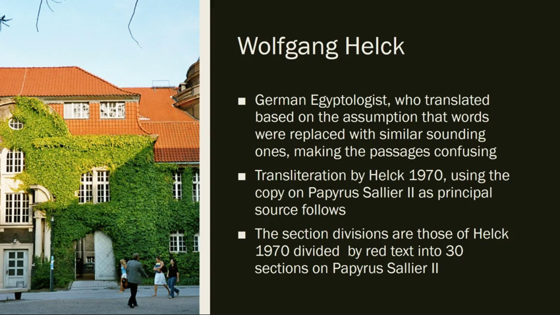And then the scribe who wrote it down, when he couldn't remember how to write a word or he misheard the person, he just wrote down the word that sounded most similar to what they had said. So it made the story kind of confusing until the transliteration, when he moved it over to a modern language.